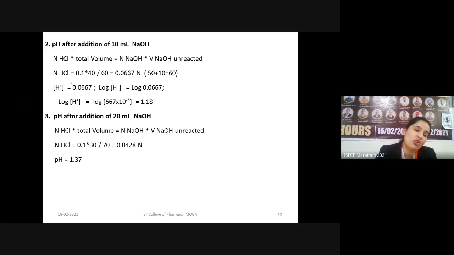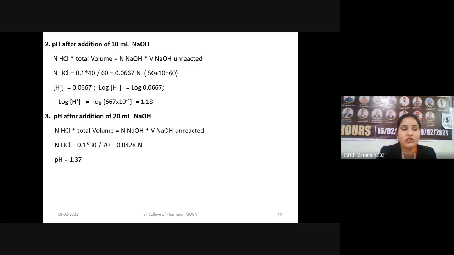We also know that if the normality of HCl solution is 0.0667, it means it has 0.0667 gram ions per liter of H proton ions. Okay, so from this equation, we have already calculated the concentration of proton ions. From the concentration of proton ions, we can calculate the pH. How can we come to the pH? By the concentration of proton ions.